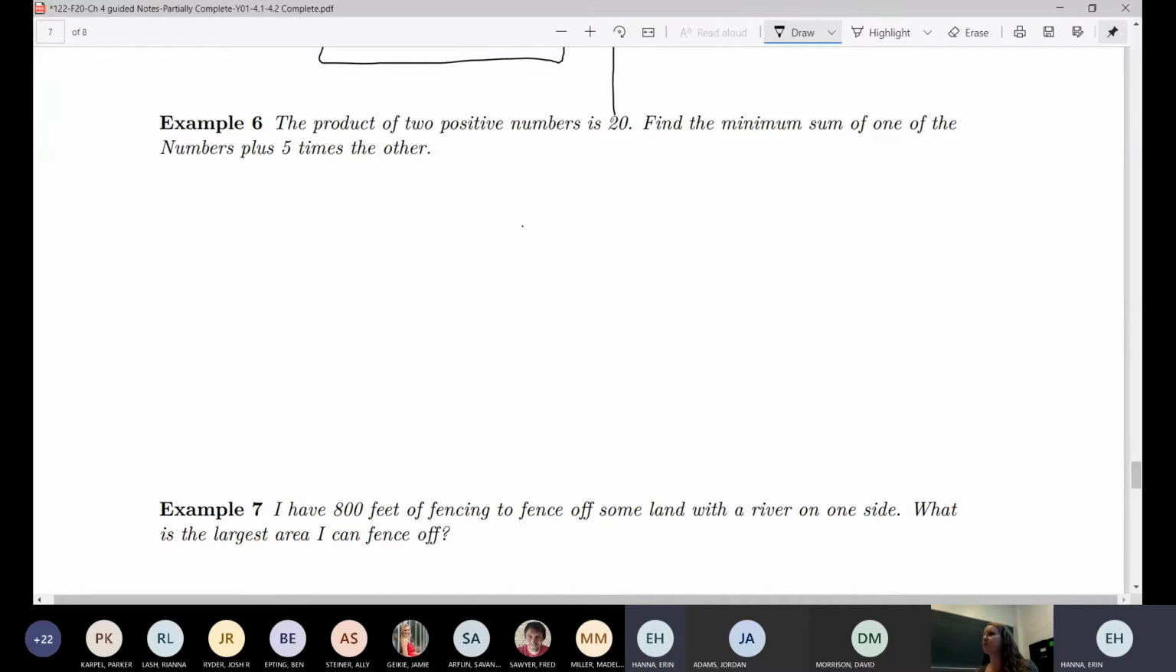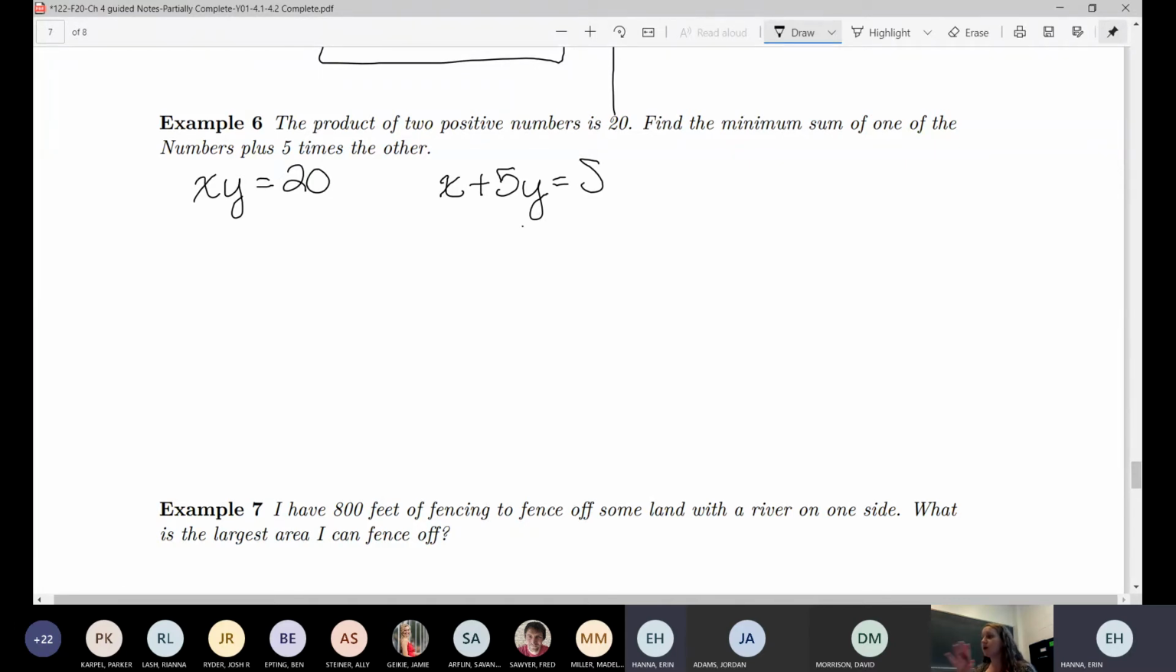So here's what's going to happen. We're going to look at this: the product of two positive numbers is 20. Find the minimum sum of one of the numbers plus 5 times the other. Essentially, reading that, I have two different equations that fall out. The product of the positive numbers is 20. So those two numbers, let's call them x and y. If I multiply them together, I get 20. And the other equation is adding one of the numbers plus 5 times the other number to get some sum, which I'm going to name s.